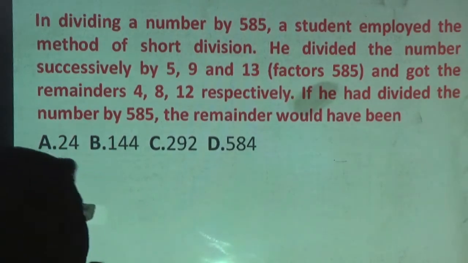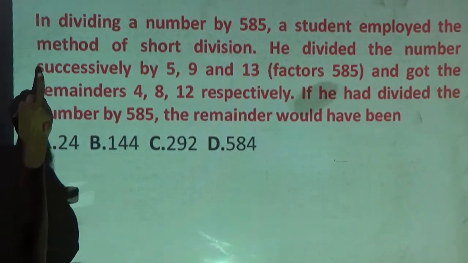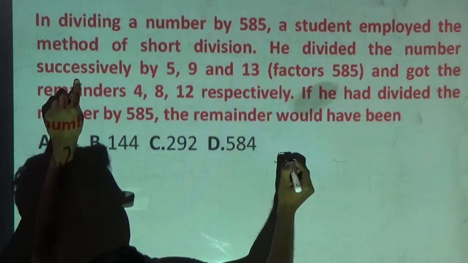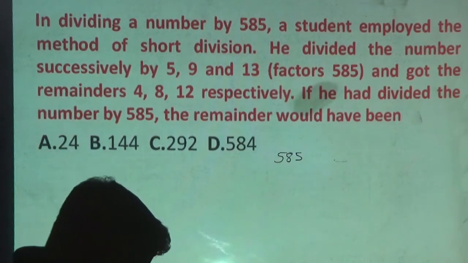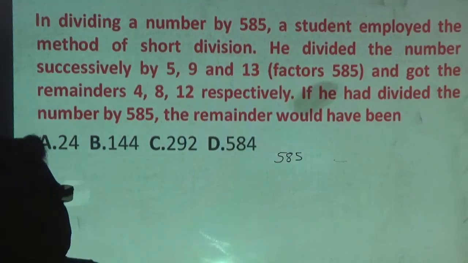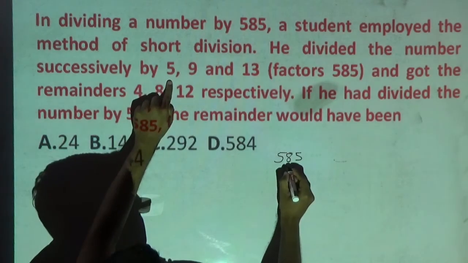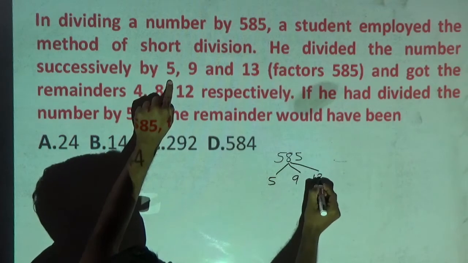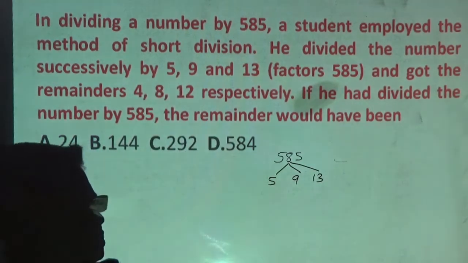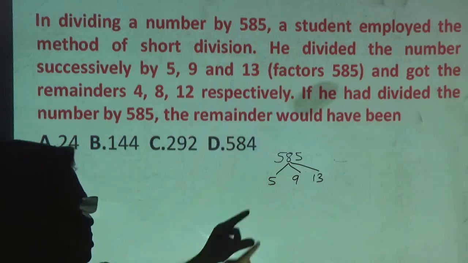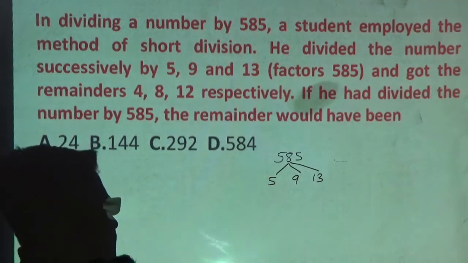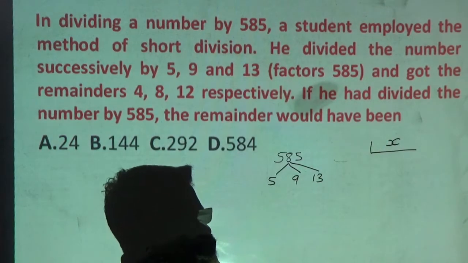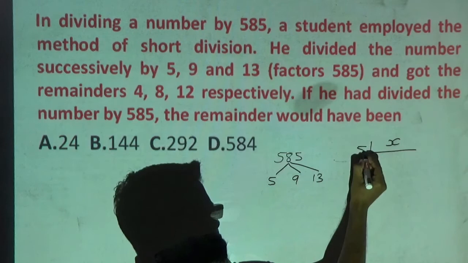Now please observe here. In dividing a number by 585, what are the prime factors of 585? They have already given them in the problem itself, so you need not work them out. The prime factors of 585 are 5, 9 and 13. If they had not been given, you would need to work them out. So they are dividing a number by 5, 9 and 13, which are factors of 585. But I don't know what that number is, so let me take that number as x.